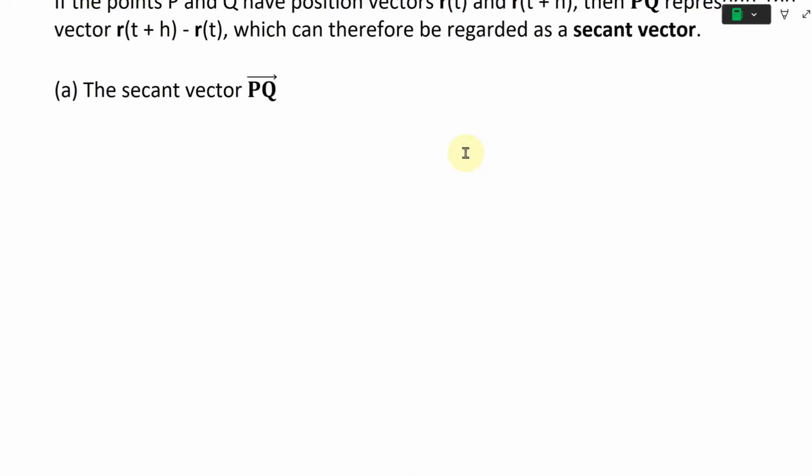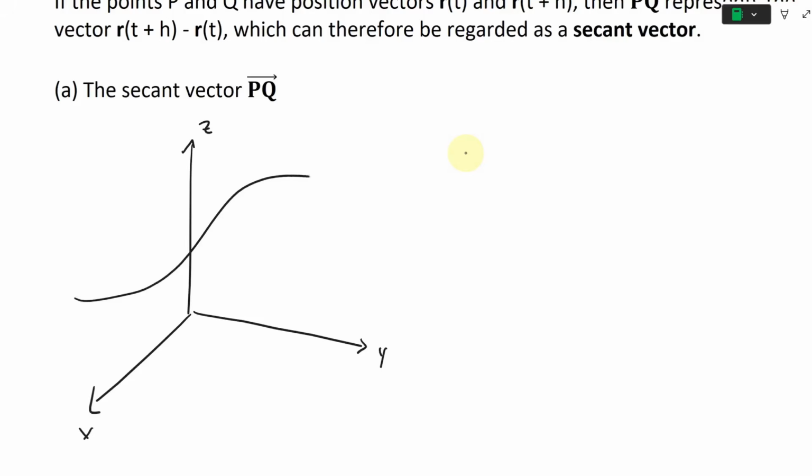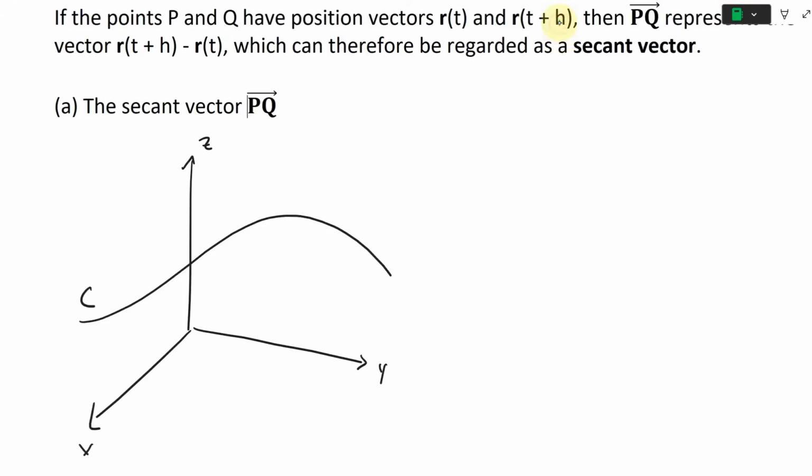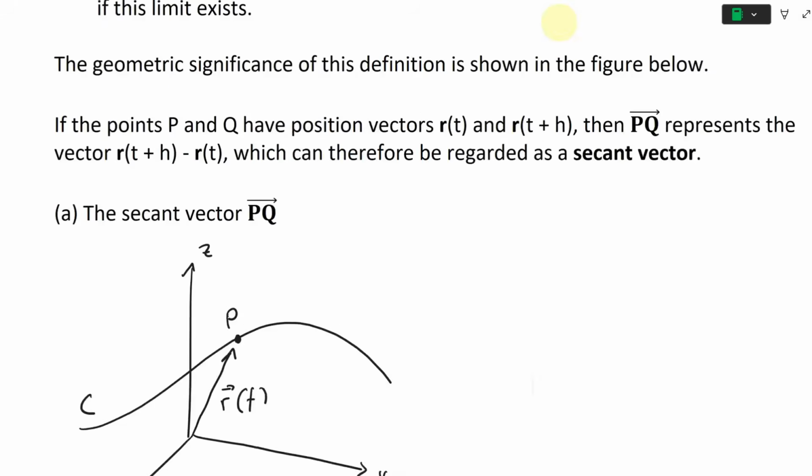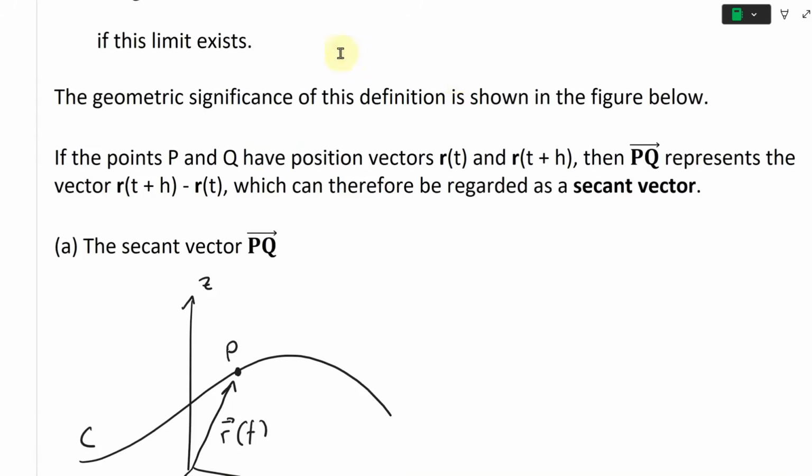Let's draw this in 3D. This is the x, this is the y, and there's a z. Let's say we have a curve C, like that. Now let's say we have a point P right here, and there's the position vector to this point, r of t. You can read it over here: if points P and Q have position vectors r of t and r of t plus h.